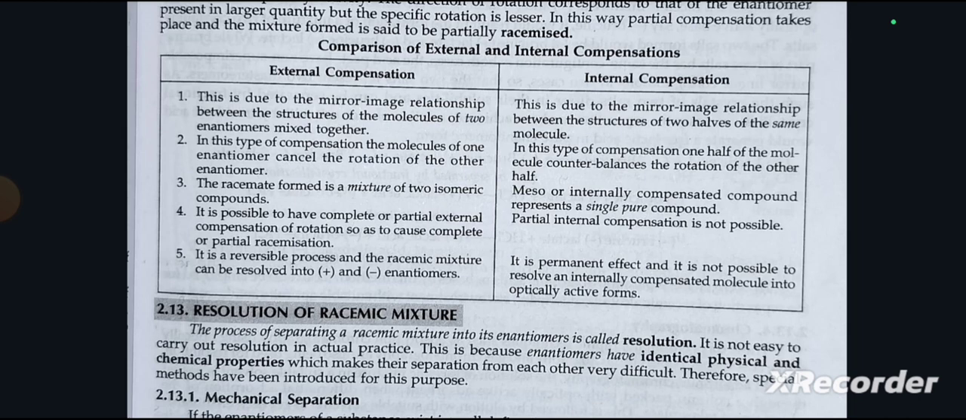Third, the racemate formed is external. The racemate formed is a mixture of two isomeric compounds.